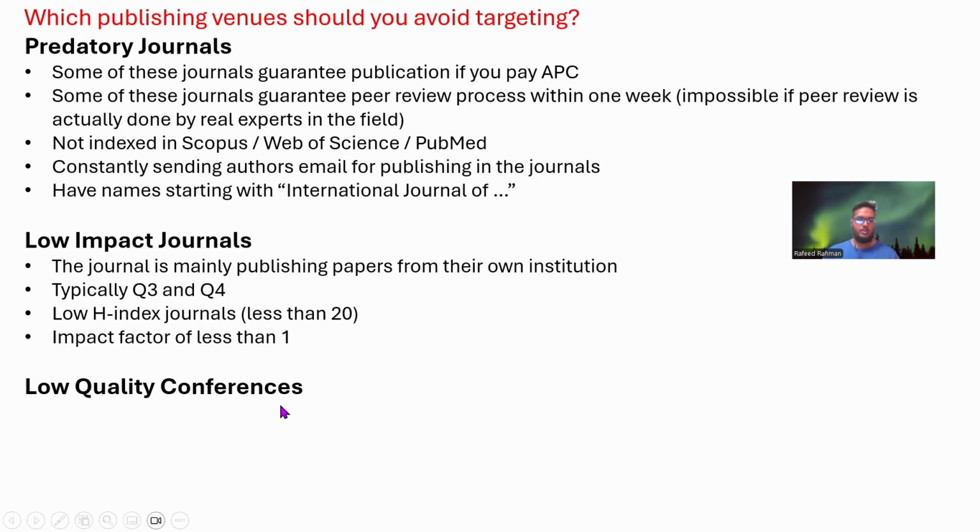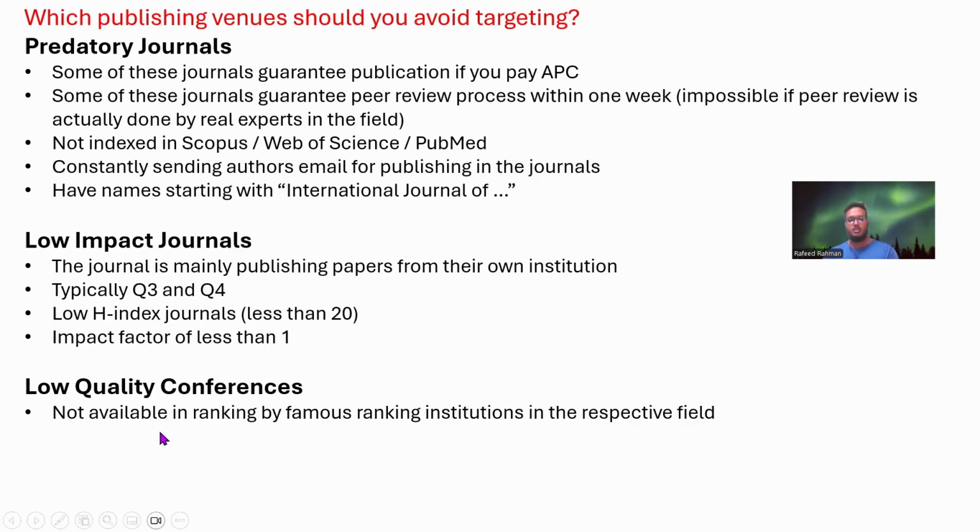Finally, we go to low quality conferences. Now, if you look at most of the fields, apart from AI and machine learning, conferences are not regarded as that important. It's just for sharing ideas. But if in your field, such as AI and machine learning, or maybe some other fields of computer science, or some other fields where conferences are regarded as important, then this is important for you. You should ideally submit your work to high quality conferences. So how do you identify low quality conferences?